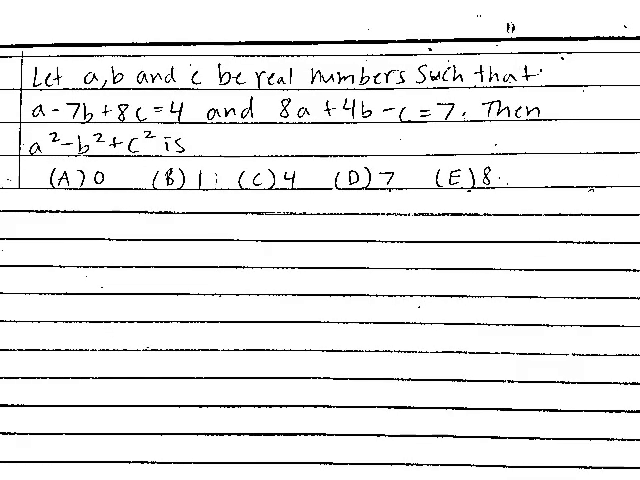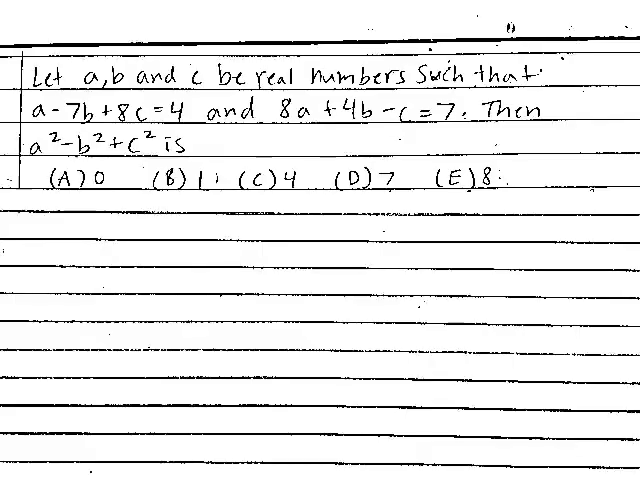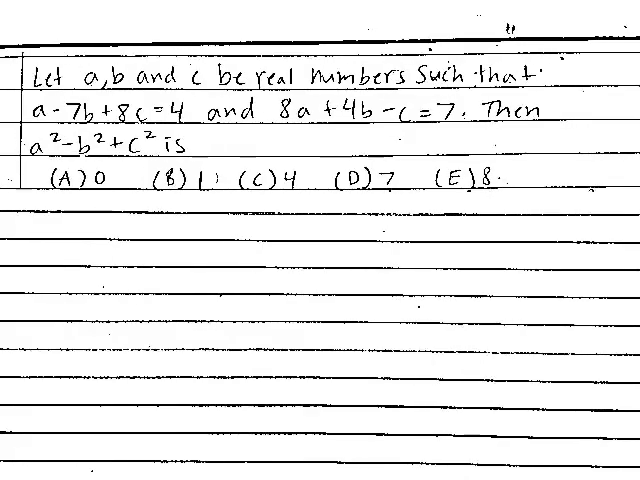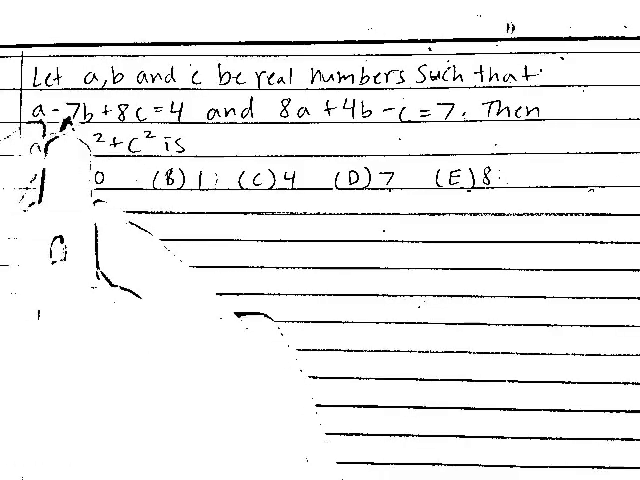So today we're going to be solving this problem. Let a, b, and c be real numbers such that a minus 7b plus 8c equals 4 and 8a plus 4b minus c equals 7. Then a squared minus b squared plus c squared equals, and these are the possible answers.